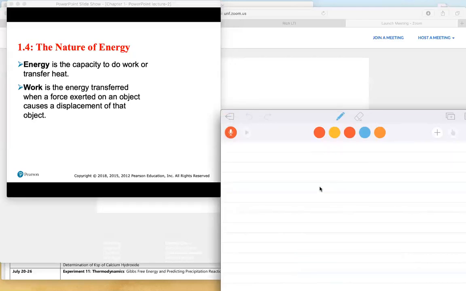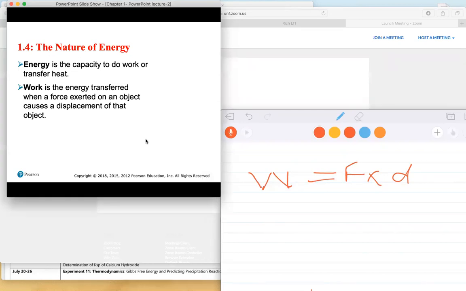You may be asked to find the work from this equation. Work equals force times distance. You may have seen this equation in physics. Simply, force times distance gives you the equation for finding work. So those are the two terms you should be able to define.